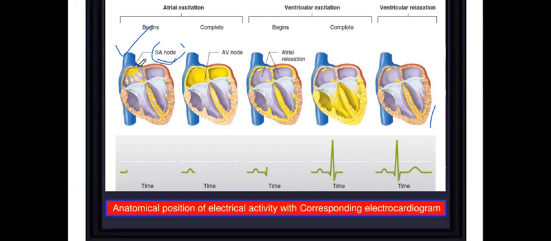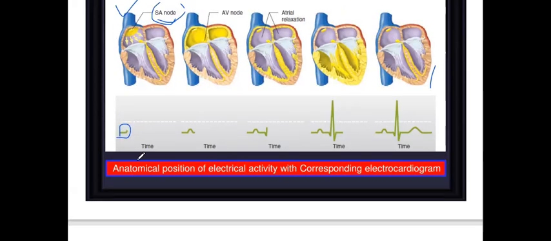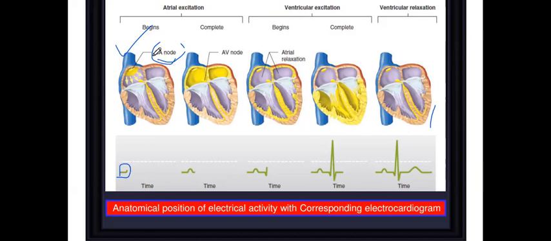So the beginning is graphically presented here, and after the beginning, it is ending. So the SA node started its electricity, and then we have the atria. Both the right and left atrium are contracted.